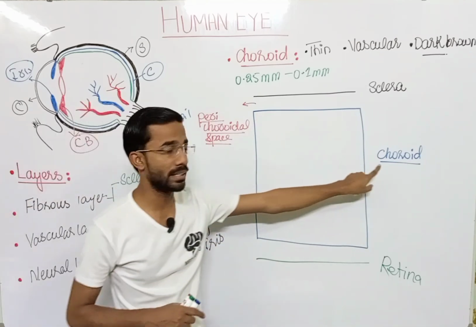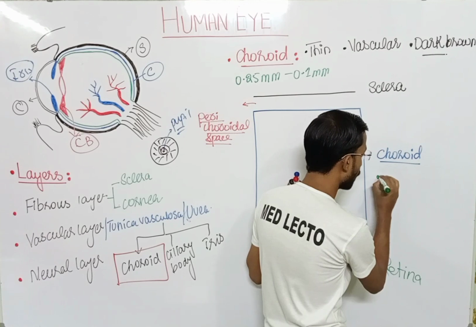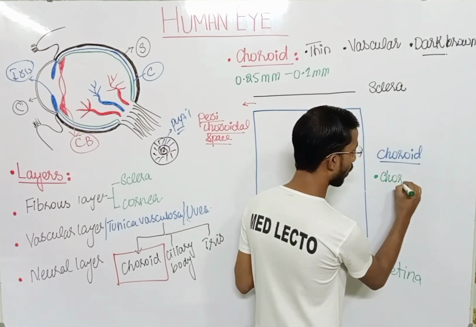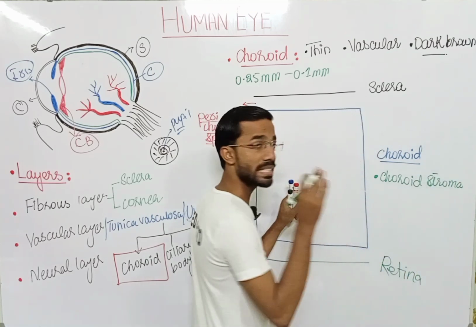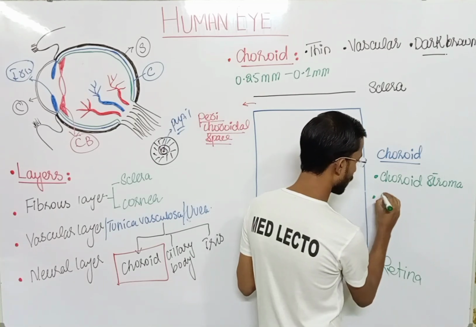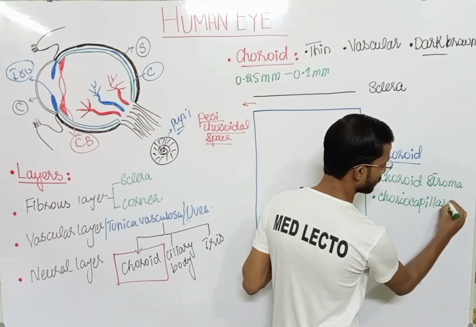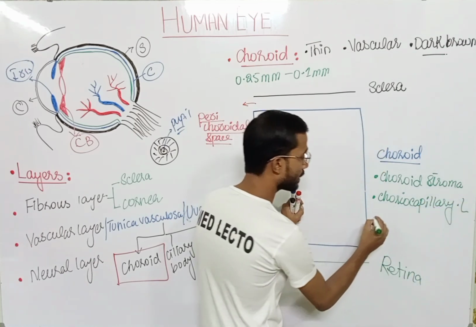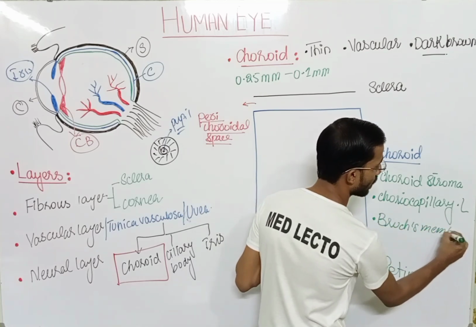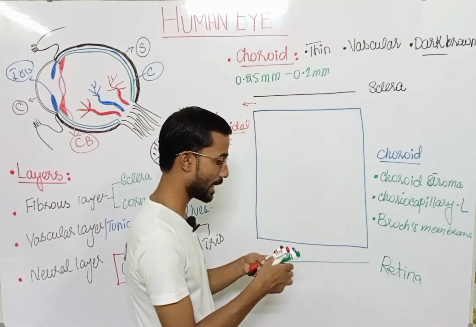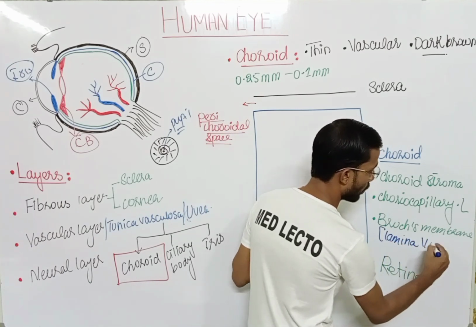We divide the choroid into three layers. The first is the choroid stroma. The second layer is the choriocapillary layer, and the third is Bruch's membrane, which has another name, the lamina vitrea.